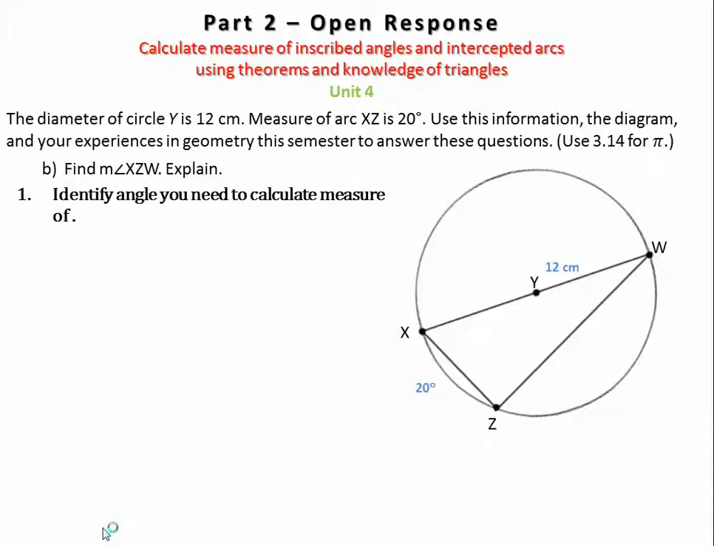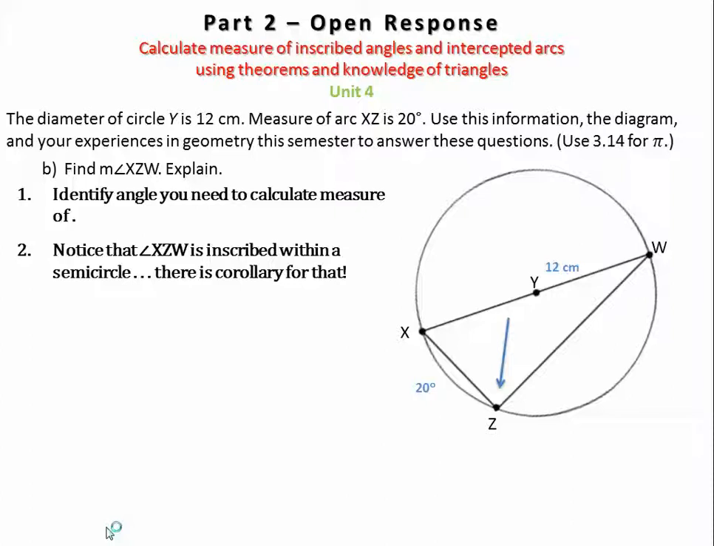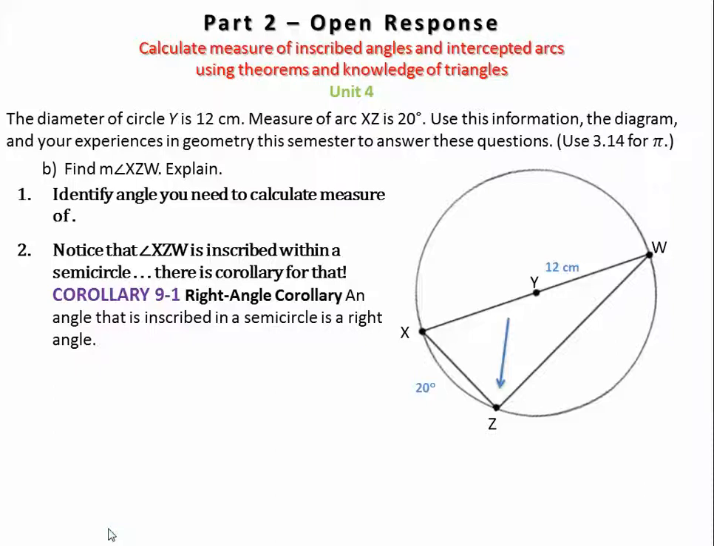Okay. Part B said find the measure of angle XZW. Identify the angle you need to calculate the measure of, and there's an arrow pointing to it. Notice that angle XZW is inscribed within a semicircle, and there's a corollary for that. It's corollary 9.1, the right angle corollary. It says an angle that is inscribed in a semicircle is a right angle. So the measure of angle XZW equals 90 degrees.